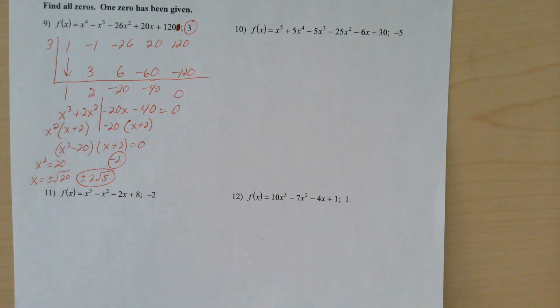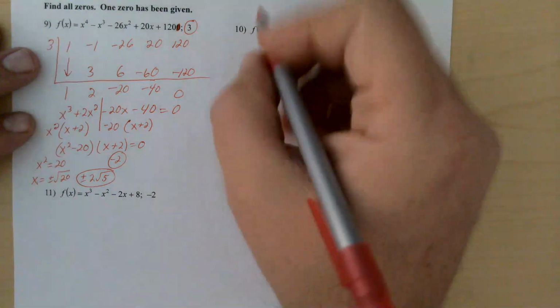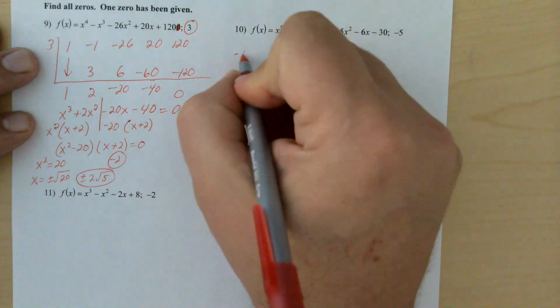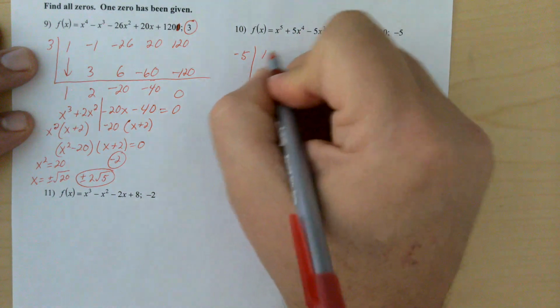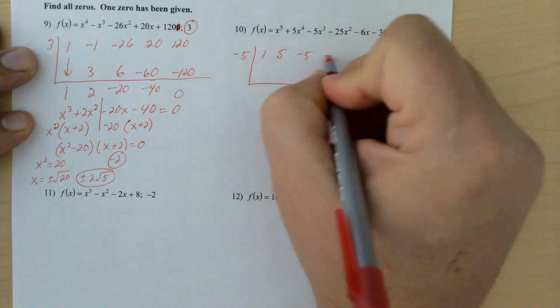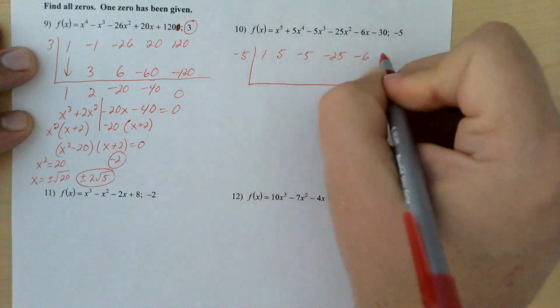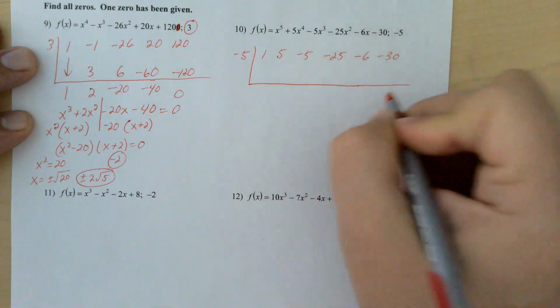Okay, so make sure you realize we have 4 answers. We have a 2 root 5, we have a negative 2 root 5, we have a negative 2, and we have the 3. Okay, so number 10 should be easy. Put a negative 5 on the outside, 1, 5, negative 25, negative 6, and negative 30.